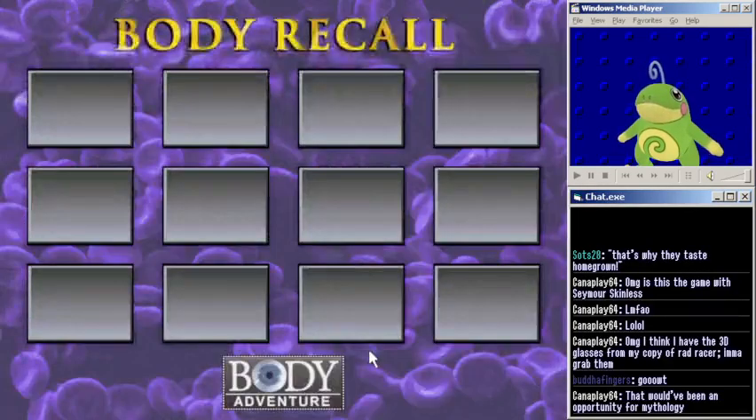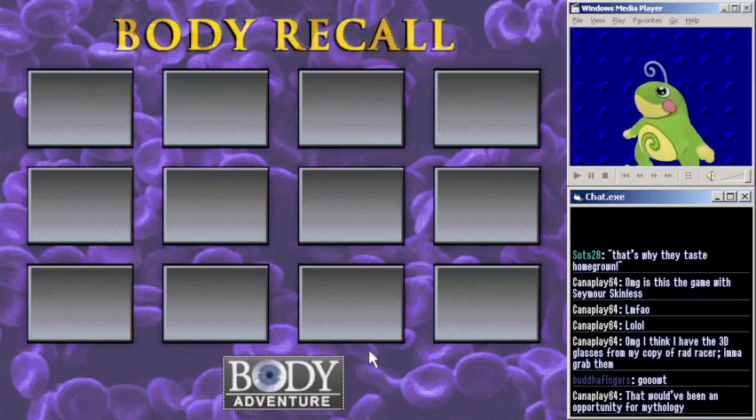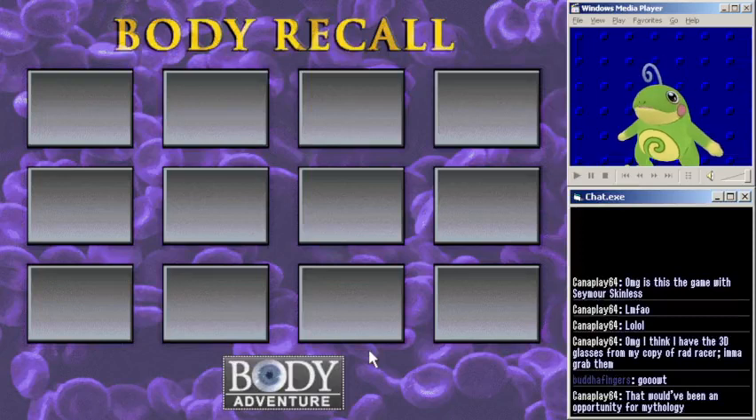Click on one of the 12 tiles to see what lies beneath it. Remember what you see. Concentration is the key. The object of the game is to match each picture with its name or with its function.